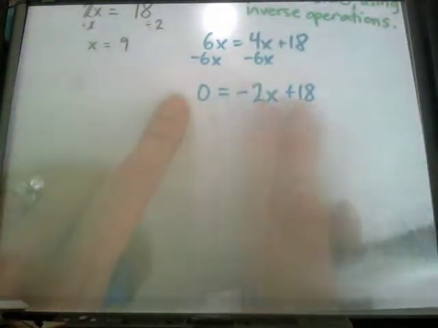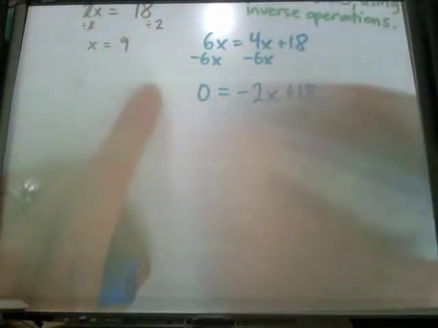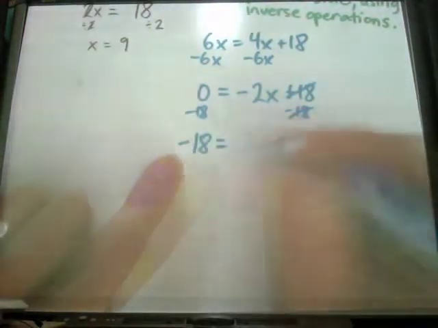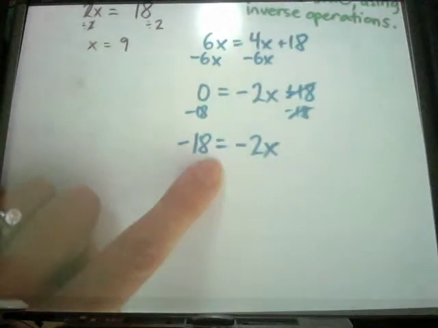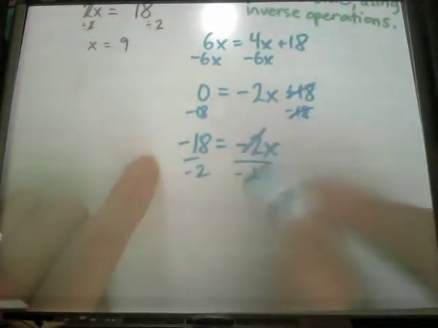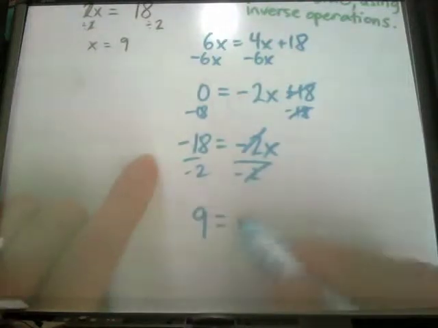I'm going to leave the variable alone. I'm going to undo the 18. I would do minus 18. Now I have 0 minus 18, which is negative 18, equals negative 2x. Now I divide both sides by negative 2. Negative divided by negative makes a positive.